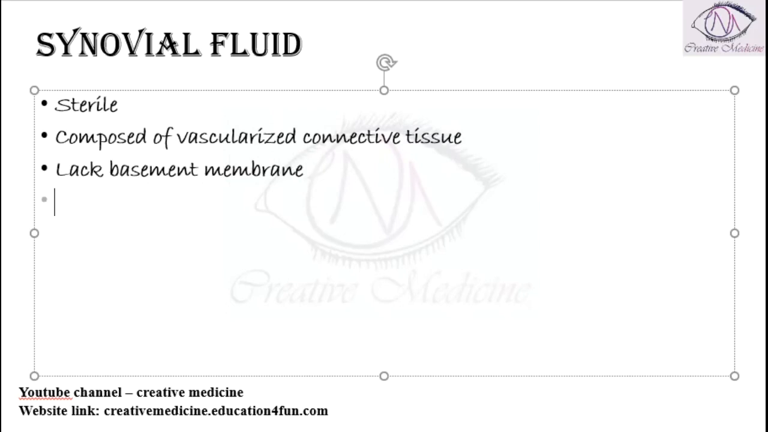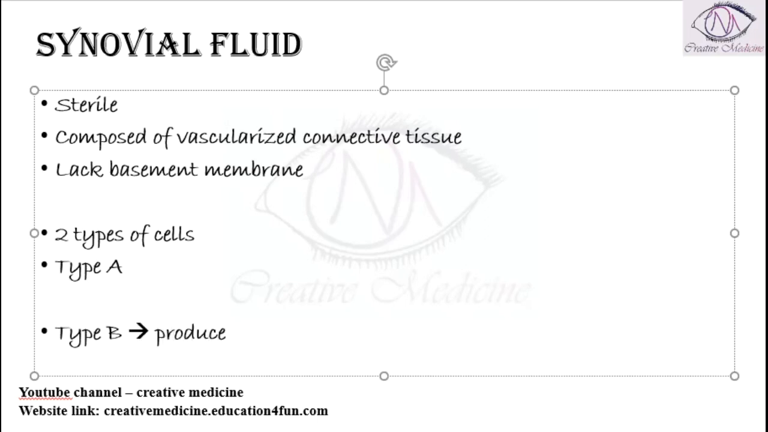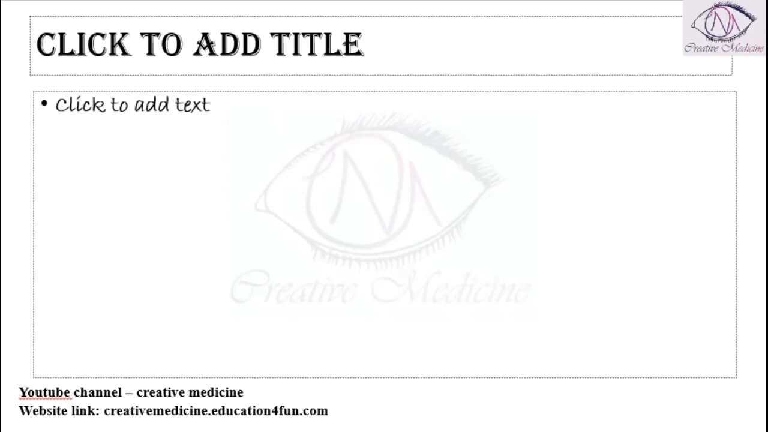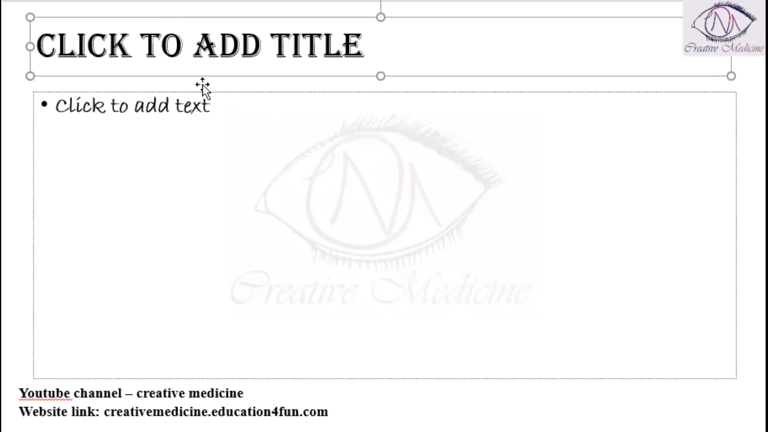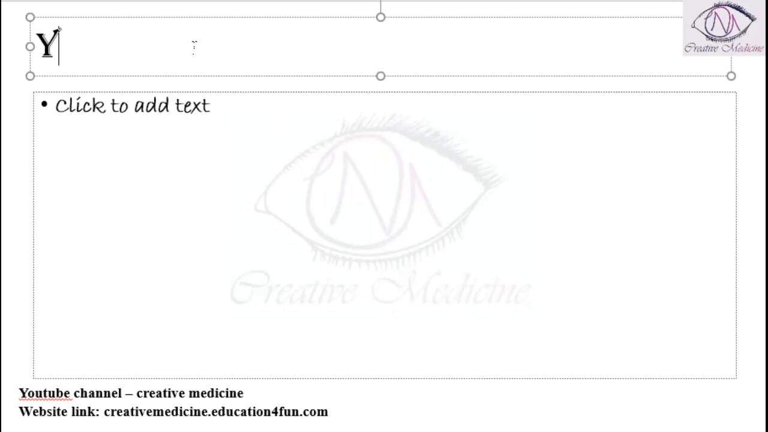There are two types of cells present in the synovial membrane: type A cells and type B cells. Type B cells are the cells which produce the synovial fluid. Now, this synovial fluid exhibits many features, and there are some important points.